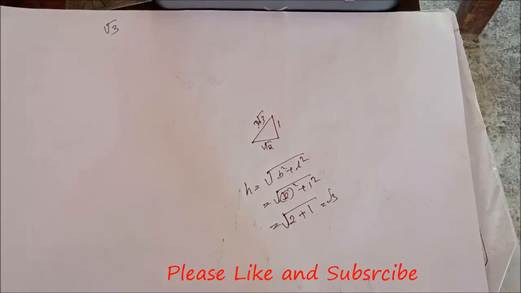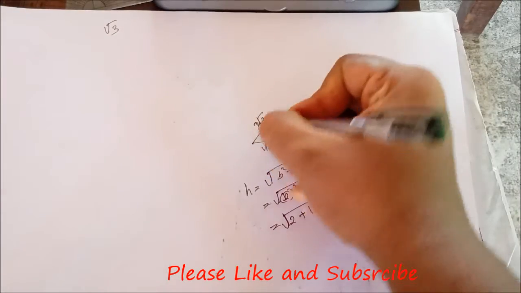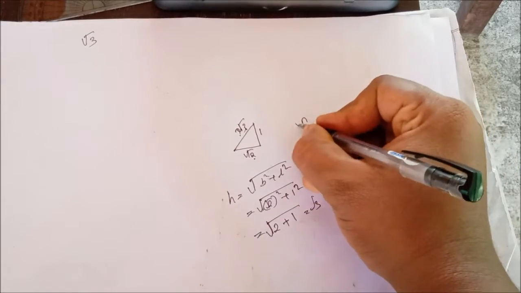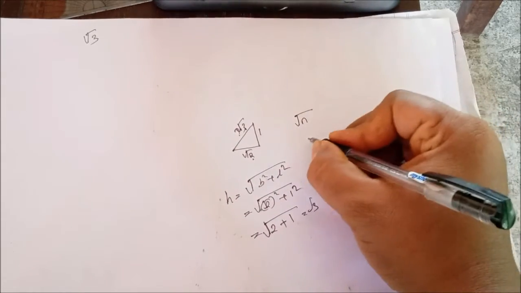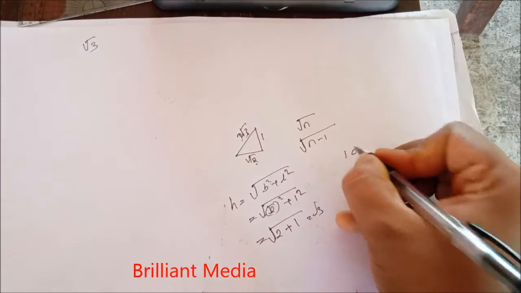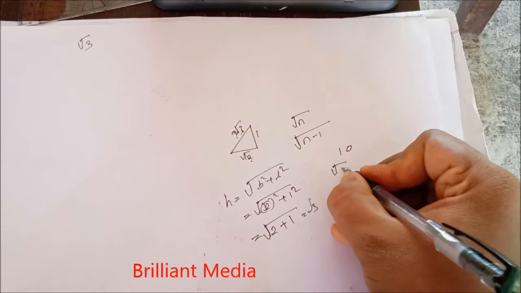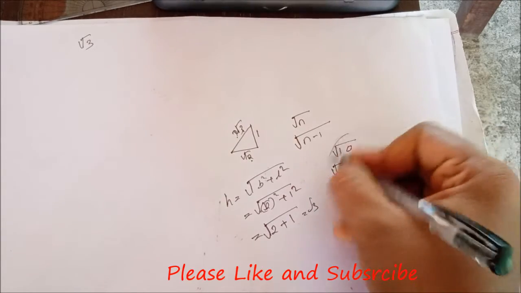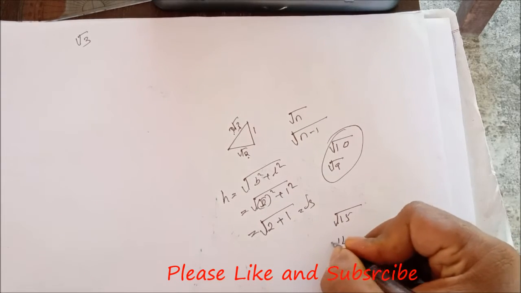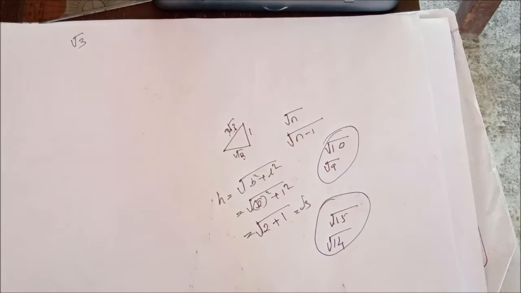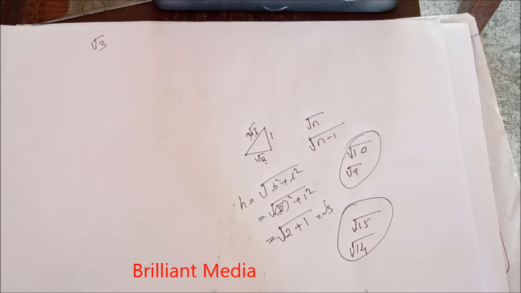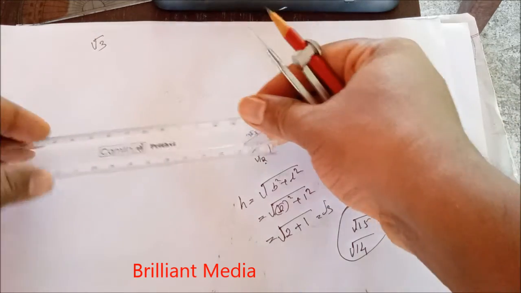Okay. That is, if we want to draw root 3, first we have to draw root 2. Like that, if we want to draw root n, we have to draw root n minus 1. Clear? If you want to draw root 10, first we have to draw root 9. Clear? And if you want to draw root 15, first we have to draw root 14. So here for drawing root 3, we are going to start with root 2. So the first step is similar.